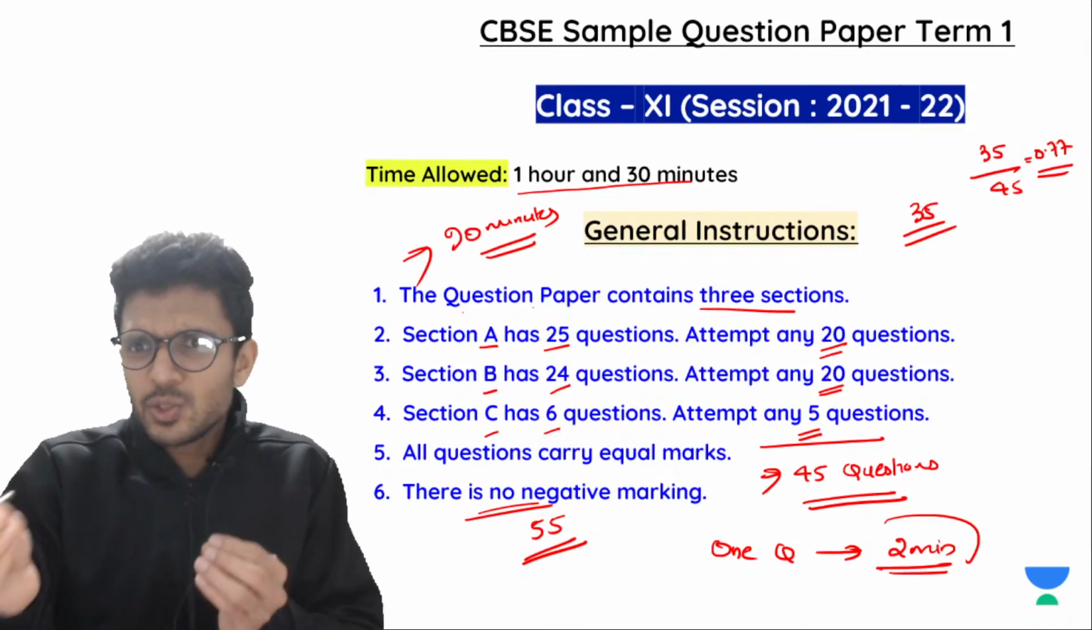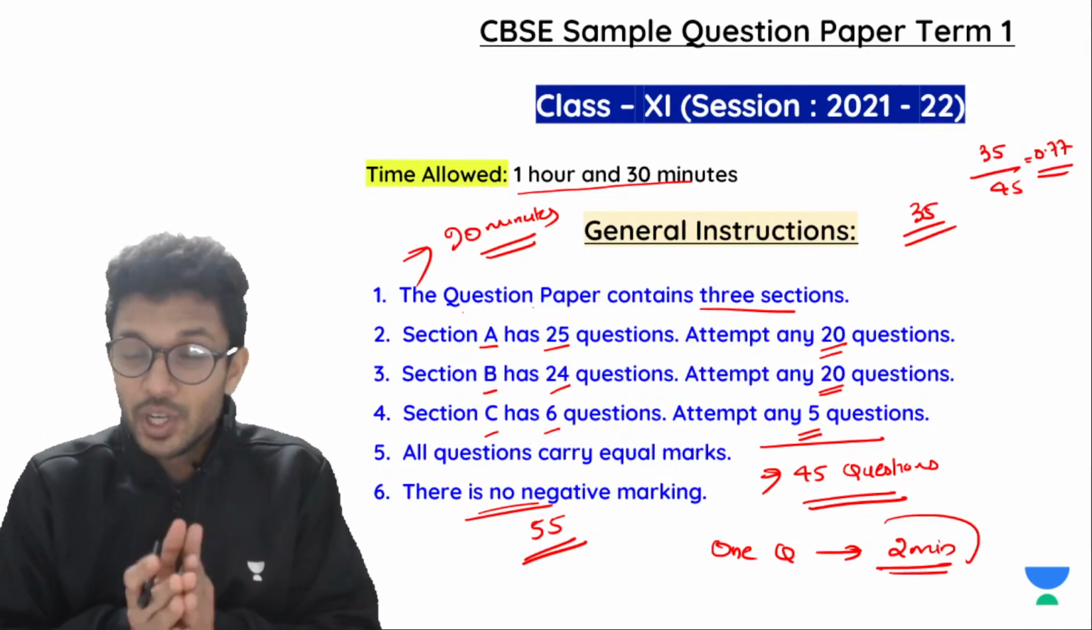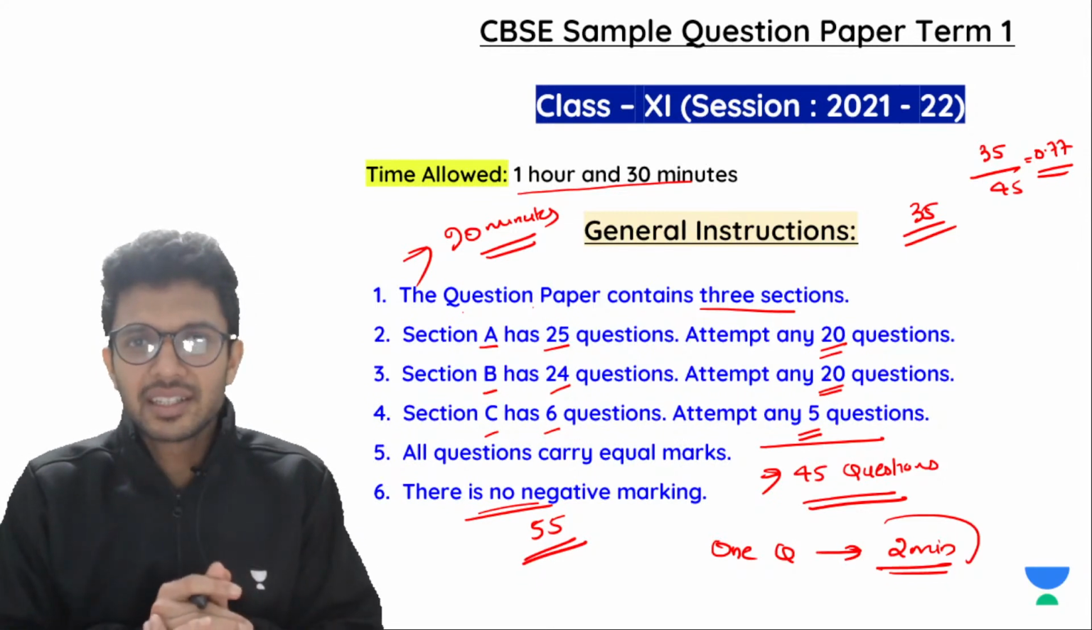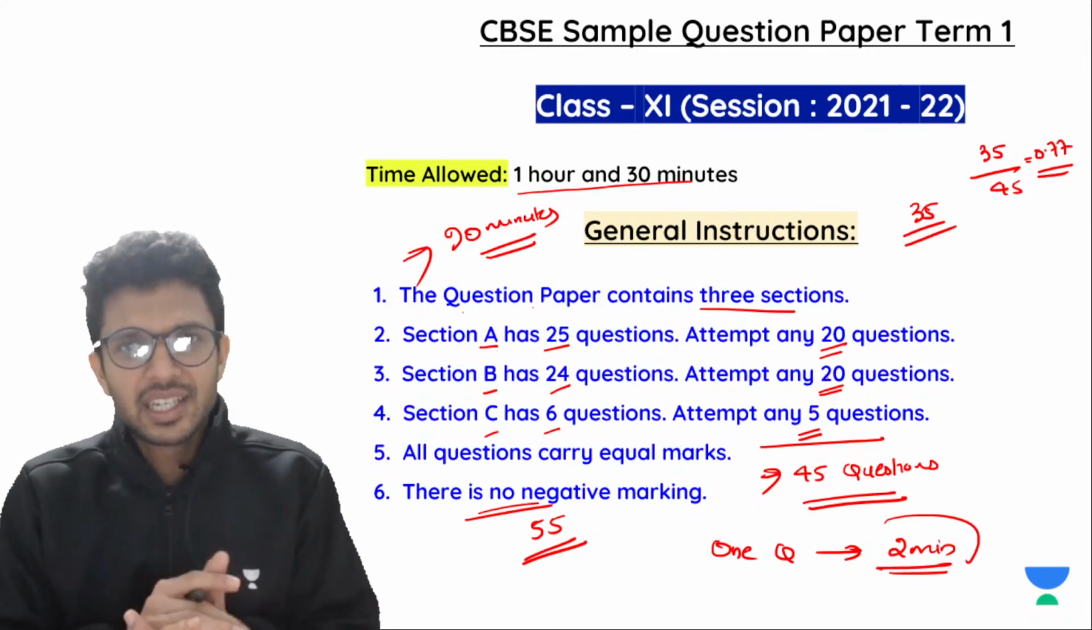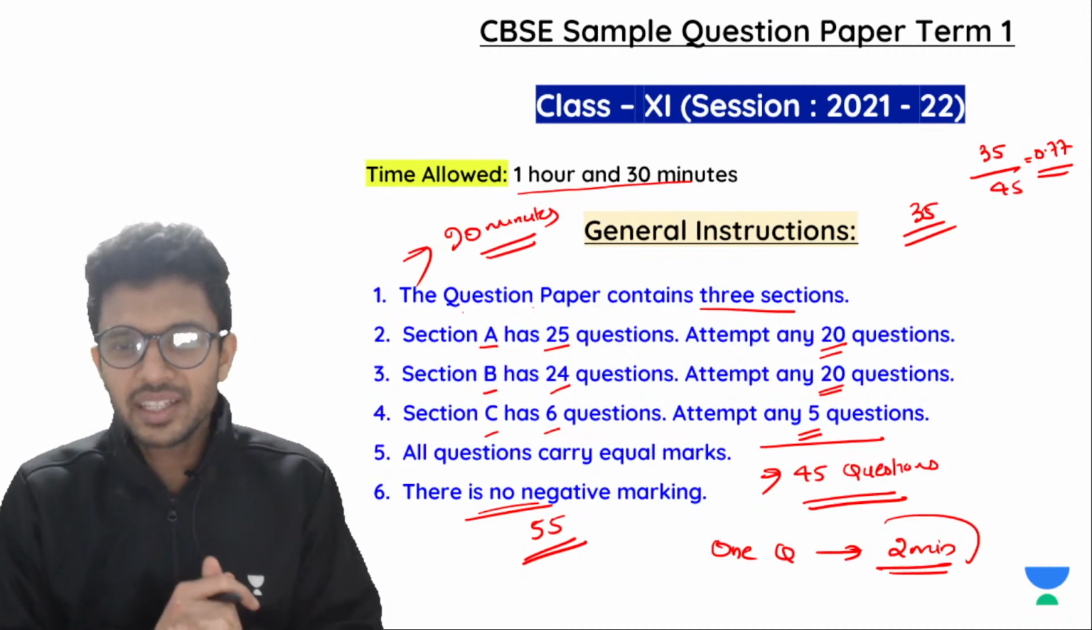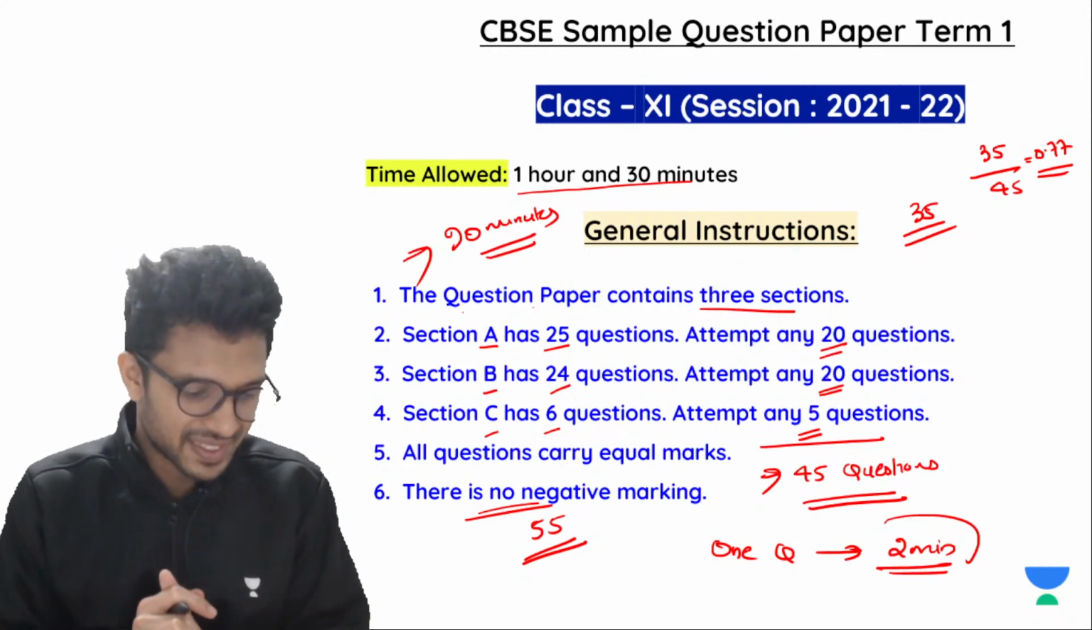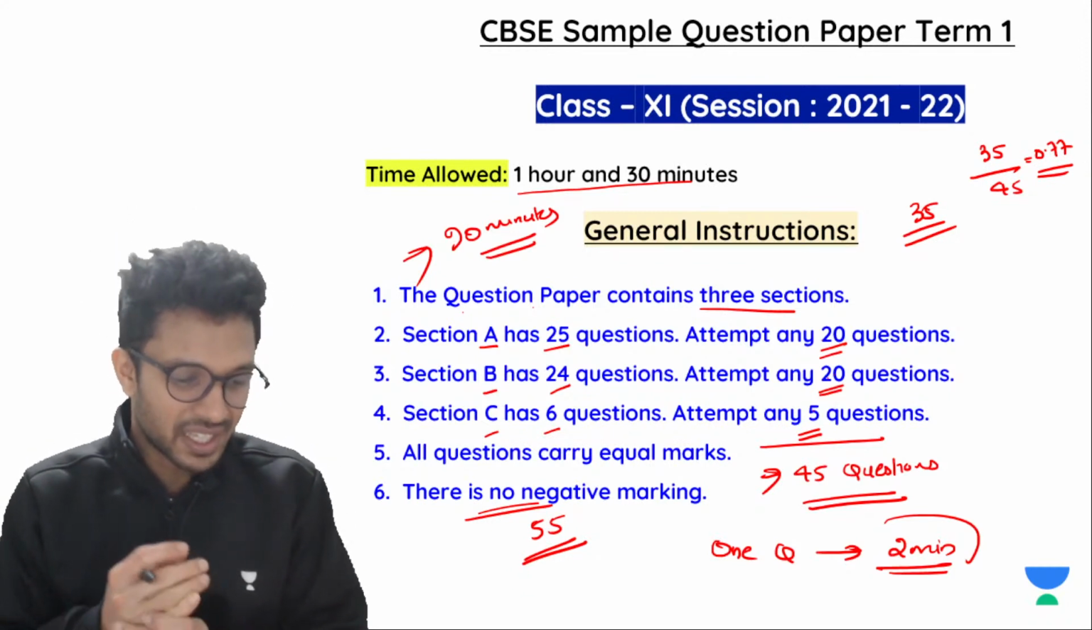You don't have to feel scared about negative marking. Even if you are only 60 to 70% sure about an answer, just mark it. Because if you are lucky, you'll be getting the marks, 0.77 marks.